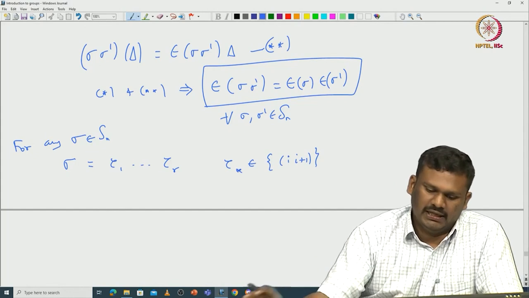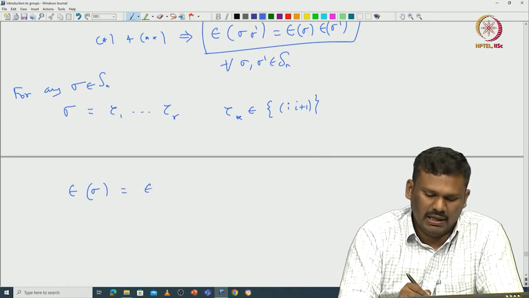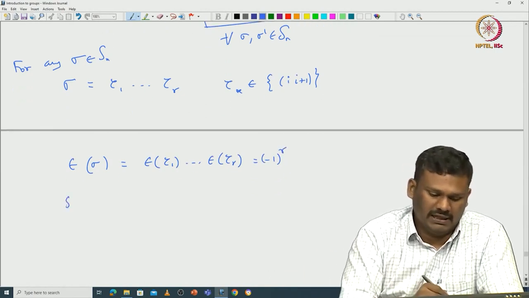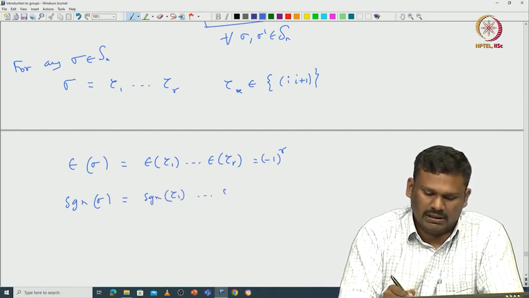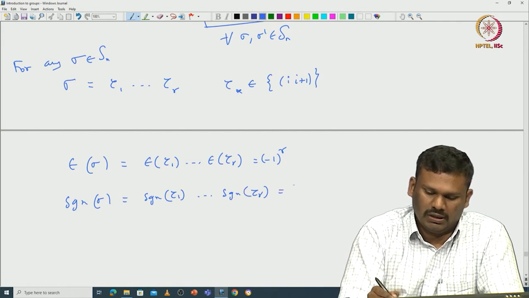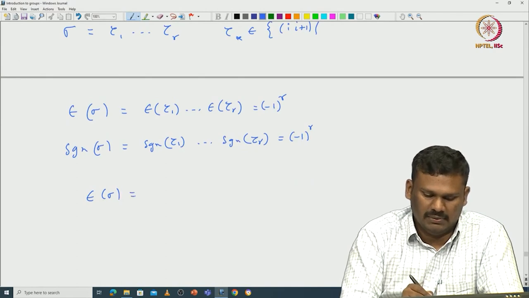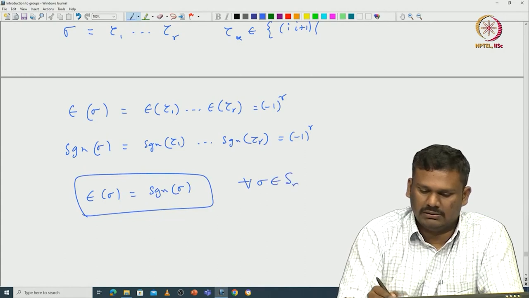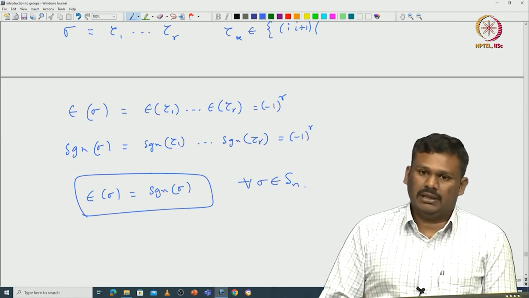Okay, so then by looking at epsilon of sigma, you can see that this is going to be exactly epsilon of tau_1 etcetera epsilon of tau_r, which is going to be (-1)^r. But if you apply the sign map, sign of sigma is going to be again sign of tau_1 etcetera sign of tau_r. So that is again going to be (-1)^r. So from this you can see that epsilon of sigma is the same as sign of sigma for all sigma in S_n. So that means indeed the two definitions of the sign map coincide.